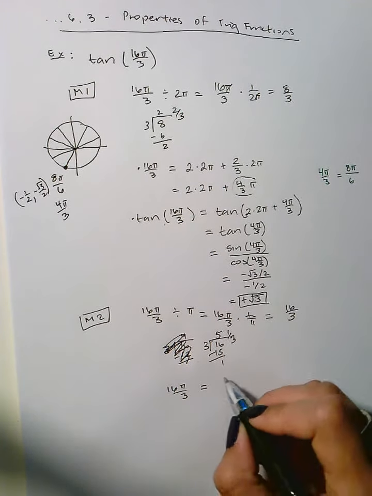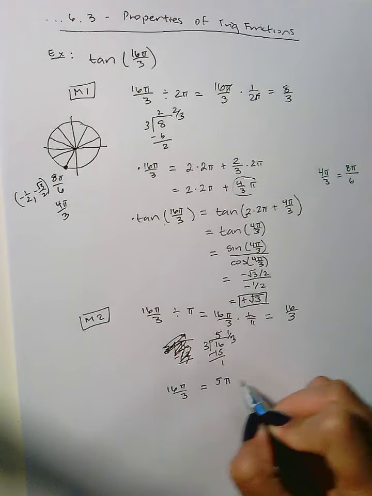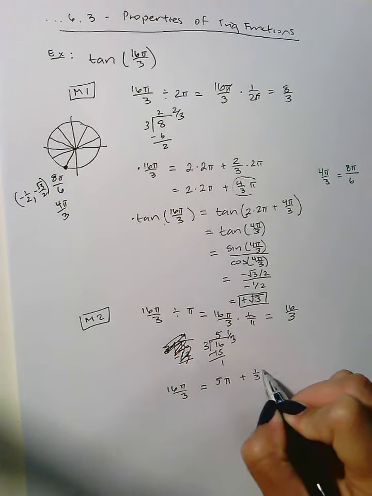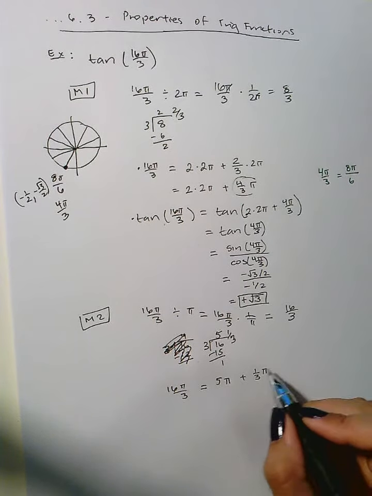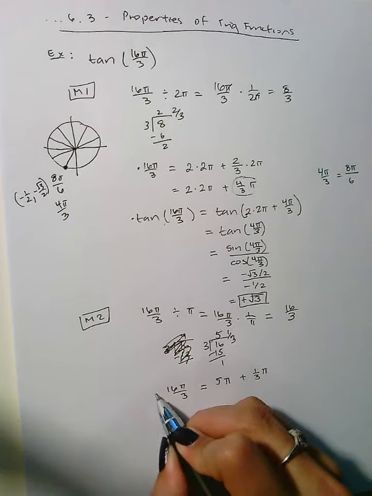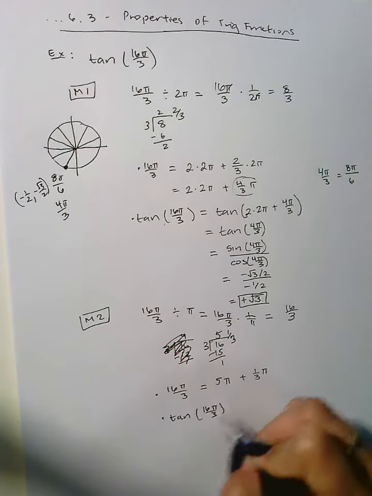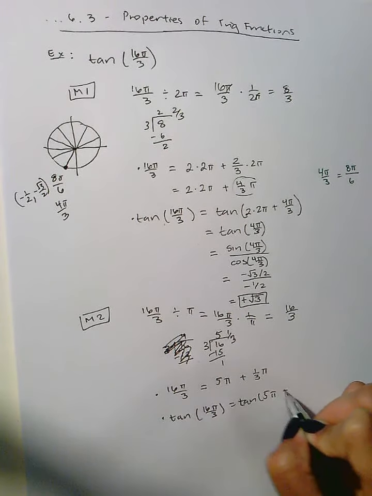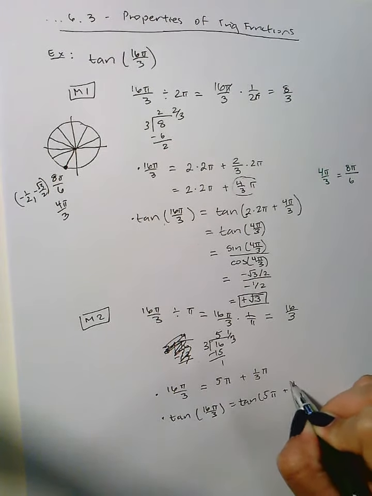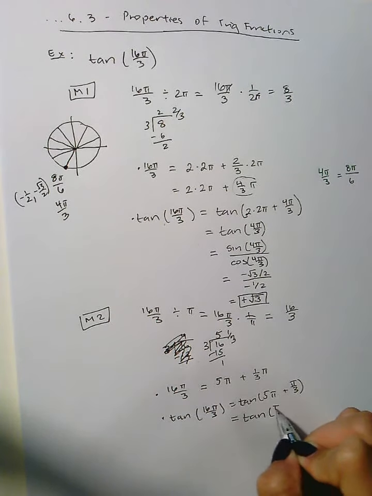So this is equal to 5 full of those periods, so 5 of those pi's plus 1/3 of another period, so 1/3 times pi. In other words, this would be pi over 3. So this means that tangent of 16 pi over 3 is equal to tangent of 5 pi plus 1/3 pi, or pi over 3. This is equal to tangent of pi over 3.